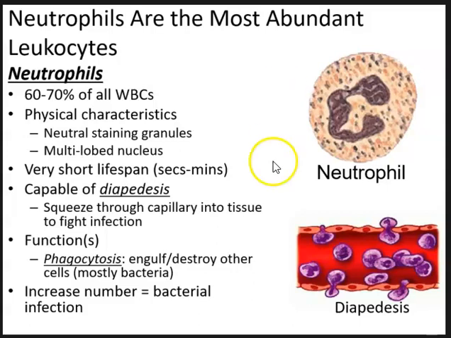Functions of neutrophils include phagocytosis. Phagocytosis, think of the Pac-Man cells. Pac-Man cells can engulf and destroy other cells. Mostly they phagocytize bacteria. If we have an increased number of neutrophils, usually this is a good indication of the presence of a bacterial infection.